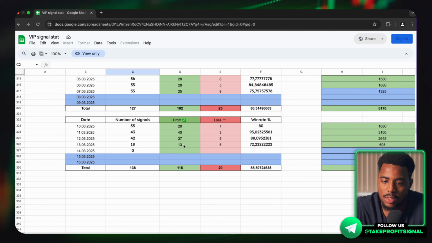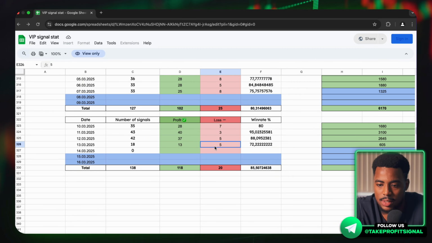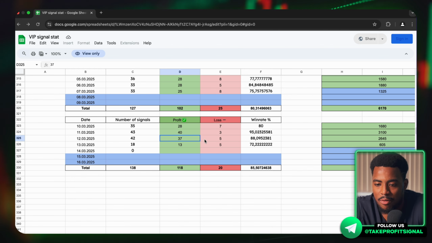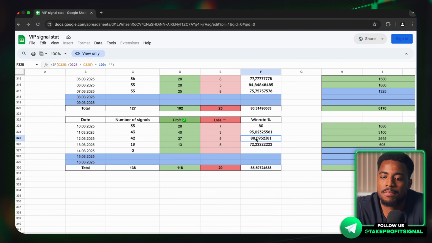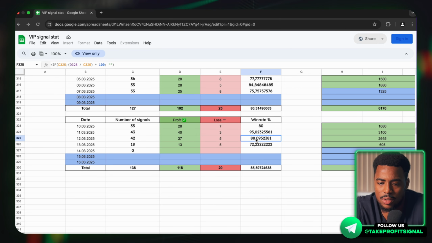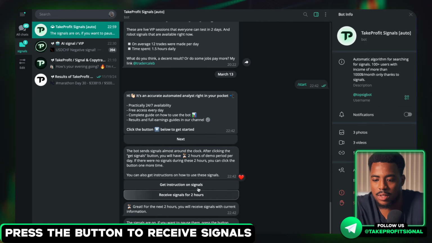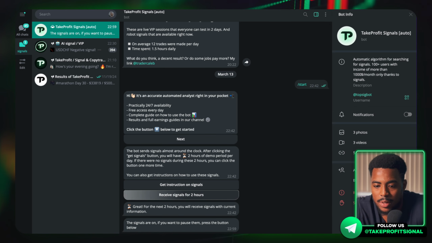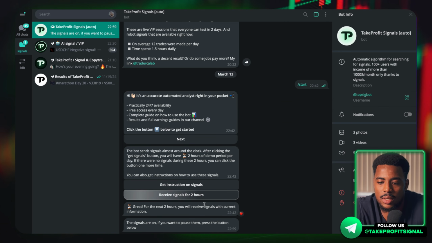Today, of course, the statistics are not very good. We have 13 pluses and 5 minuses. But yesterday, we had 37 profitable trades against 5 unprofitable ones. This is 88% of the win rate. It's just crazy. Here I have already clicked the receive signals button for the next 2 hours. So as soon as the robot sends me any signal, we will open the trade using this signal.